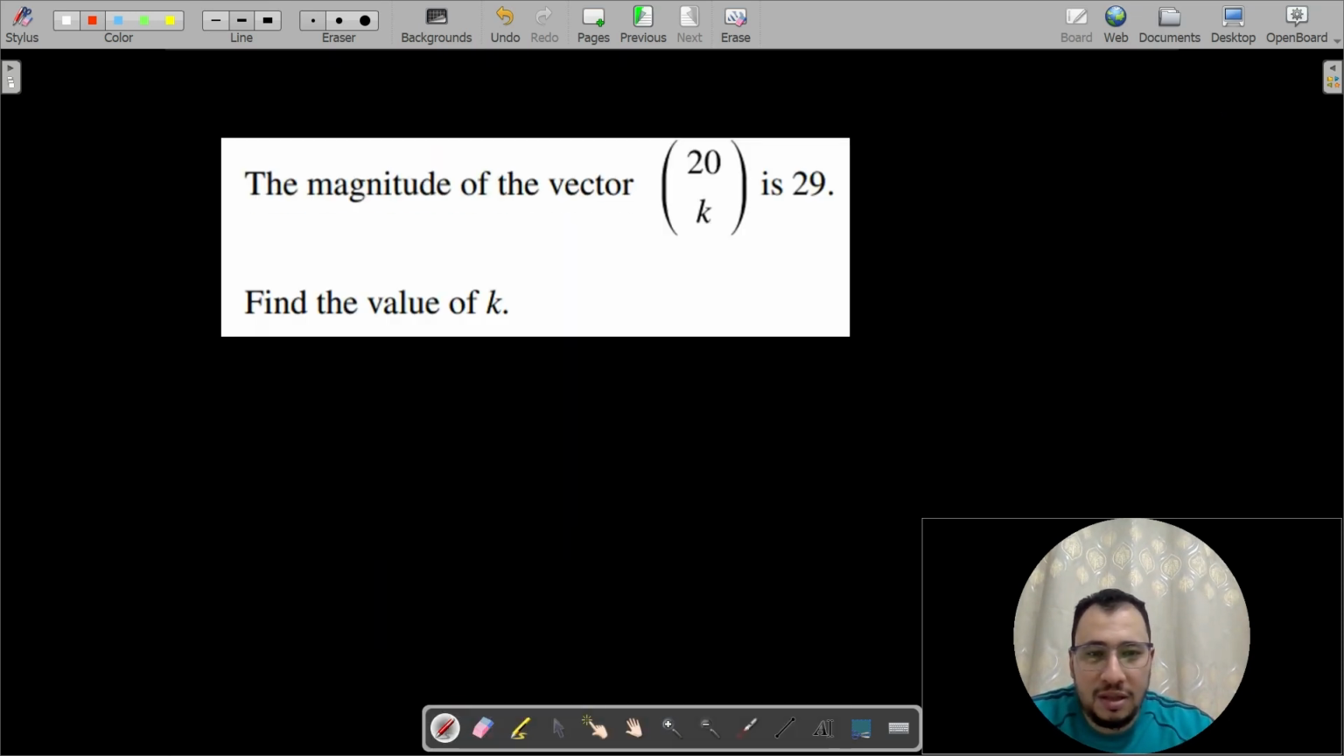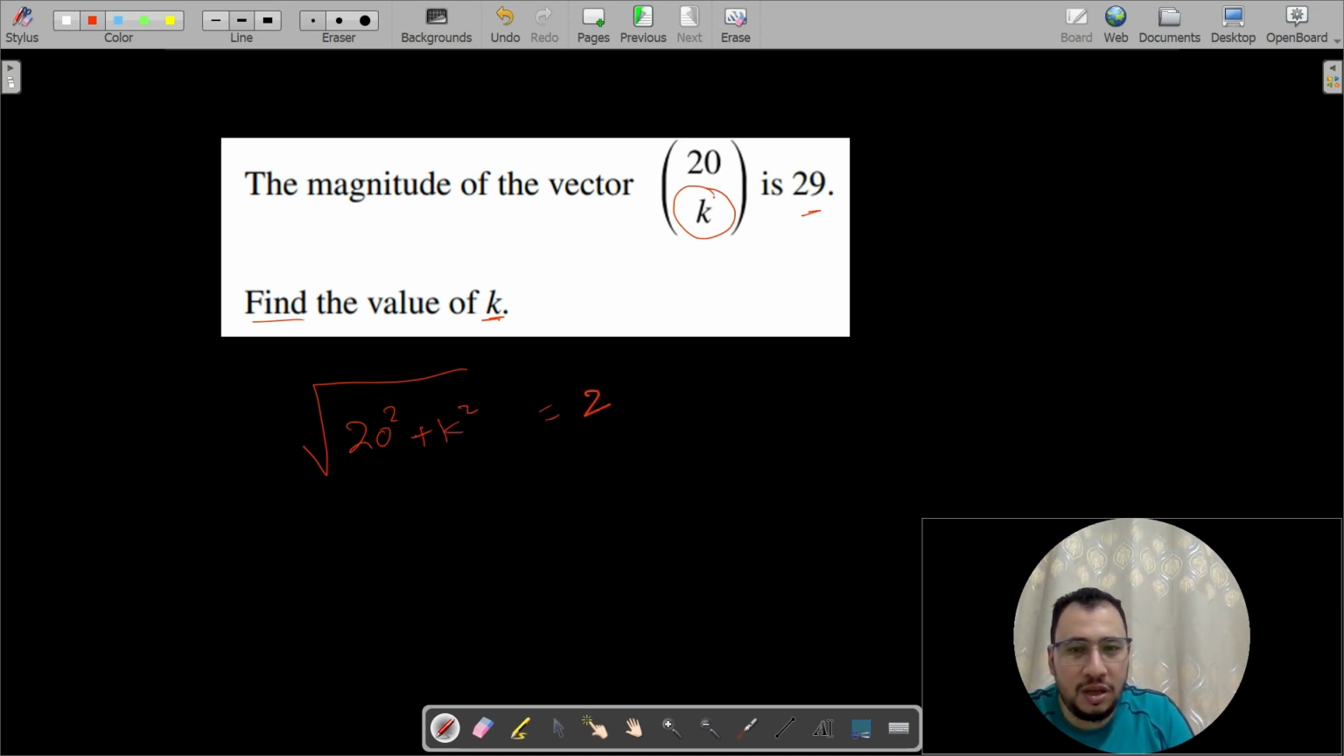Okay, let's take a look at this question here also. The magnitude of the vector (20, k) is 29. He gave me the magnitude already, which is 29, and here he is asking us to find the value of k. Okay, let's just apply the rule we know. I know that square root of 20 squared plus k squared equals 29. I need to get the value of k. In other words, I need to get k as a subject.